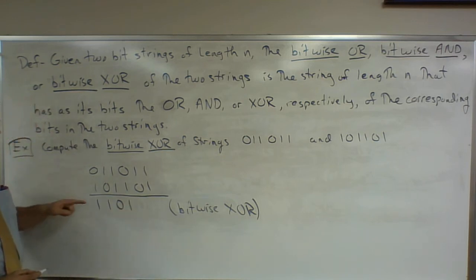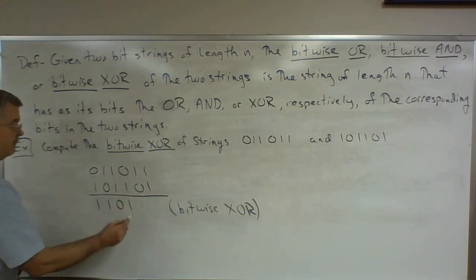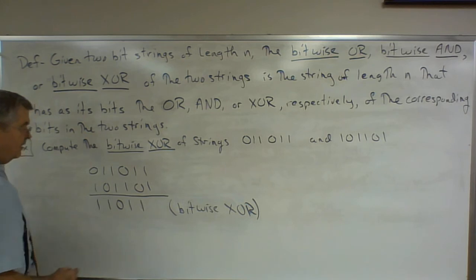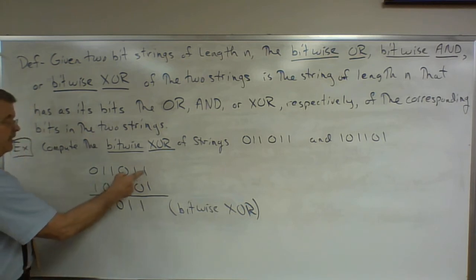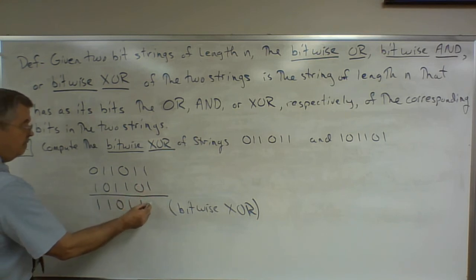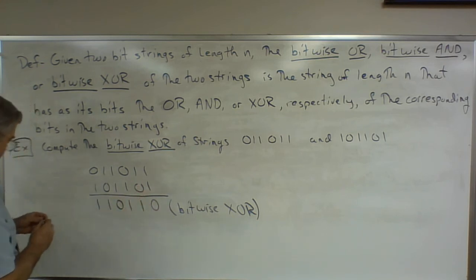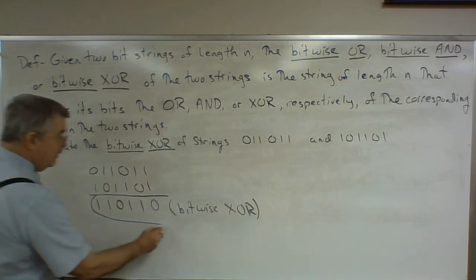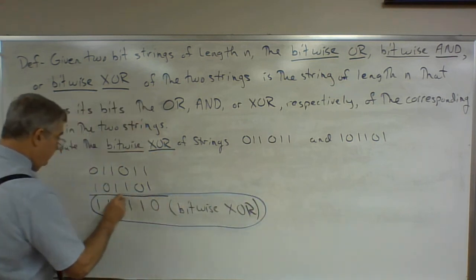Going from left to right, we'll look at the fifth pair of digits. They're different truth values, so they're true. And the last pair of digits going left to right, the truth values are the same, so this will be false. So this is the bitwise XOR of the two strings.